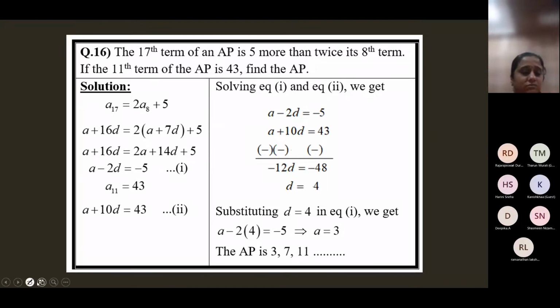See here. The 17th term is 5 more than 2 times the 8th term.